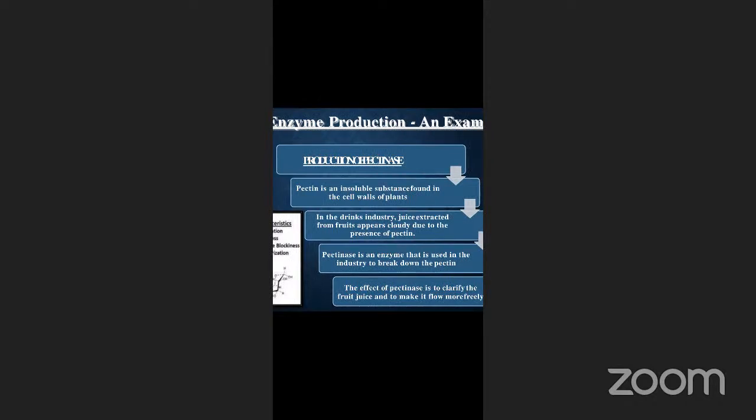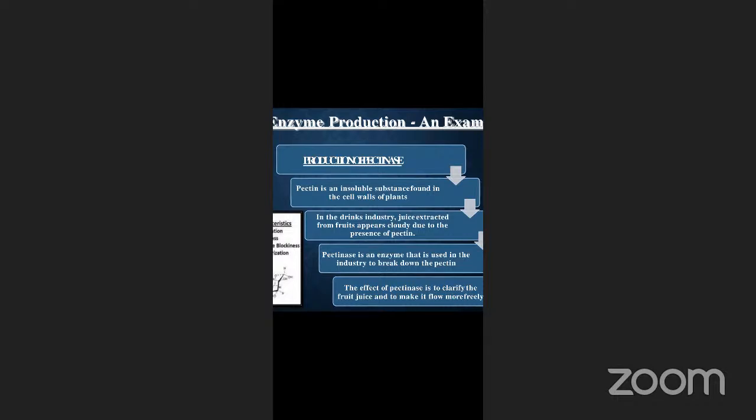What is its use? Why do we need it? It's an insoluble substance found in the cell wall of plants, and of course in the fungi also. This is useful in the drinks industry, where fruit juices become cloudy because of the presence of pectin.